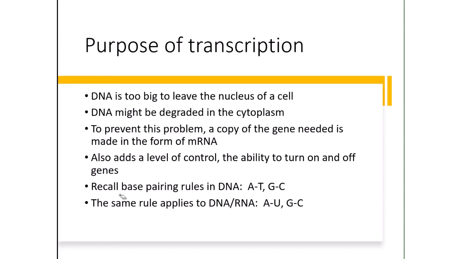So recall there are base pairing rules in DNA. Adenine pairs with thymine, guanine pairs with cytosine. But in transcription, we are trying to make a copy of the DNA in the form of RNA. So the base pairing rules are similar for DNA and RNA, with one big exception. There is no thymine in RNA, and so A will now pair with uracil.